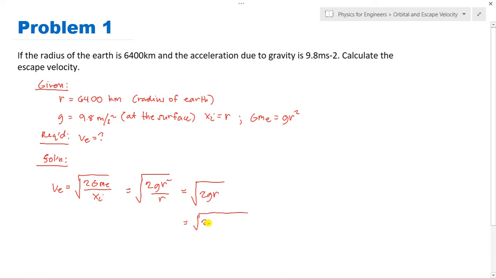So substitute the values, that is 2 times g is 9.8 meters per second squared. Then our R here is in kilometers, so we need to convert. So 6,400 kilometers. Then we know that 1 kilometer is 1,000 meters. So simplify. That is the square root of 2 times 9.8 times 6,400 times 1,000. The answer is 11,200. So our answer is 11,200 meters per second. So that is the escape velocity.